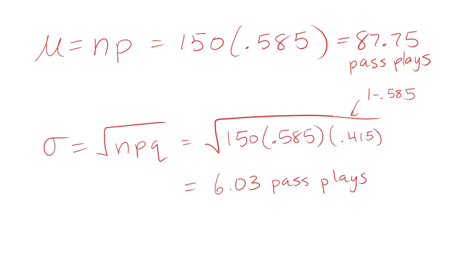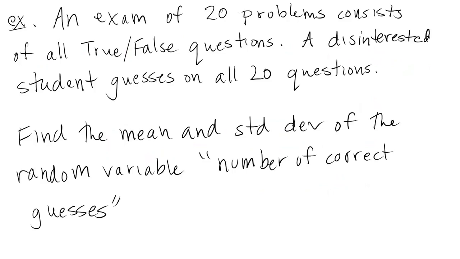One more example. An exam of 20 problems consists of all true-false questions. A disinterested student guesses on all 20 questions. Find the mean and standard deviation of the random variable number of correct guesses. So we've got this student who doesn't care. Maybe they just flip a coin, and when it comes up heads, they put true. When it comes up tails, they put false, or they have some way of just guessing on all of them. If they're truly just guessing, then they've got a 50-50 shot at getting the question right. So we have a known probability of how often they'll get the questions right.